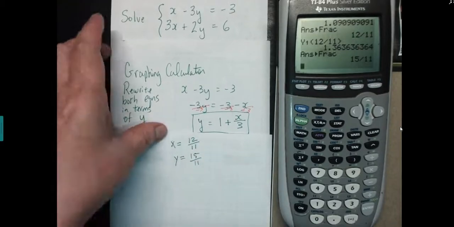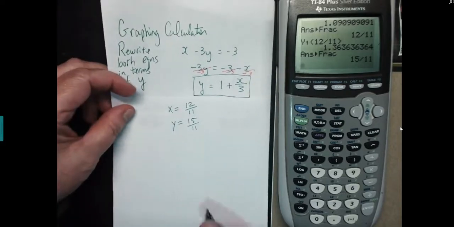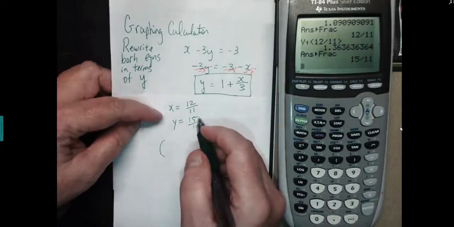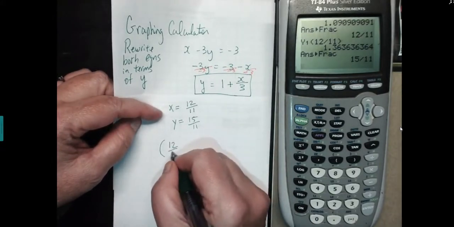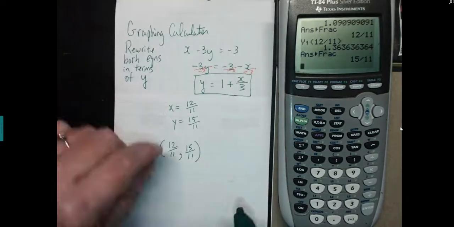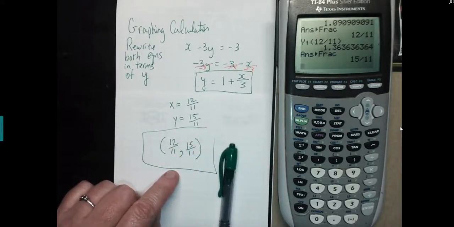And so if you're told to give your answer in point coordinate form, my intersection point of those two lines has the coordinates 12/11, 15/11. So I got the same answer each time. And so 3 different ways to do pairs of lines. And that ends this video.